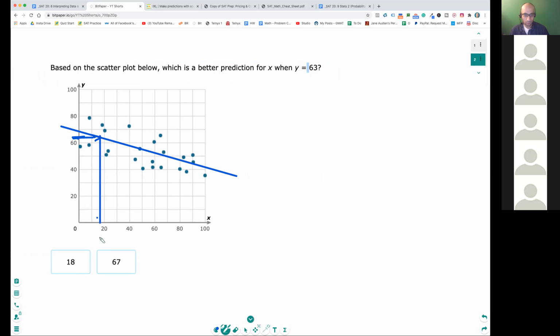So you see, this is the coordinate, which is roughly 18, right? So that's what you got to do. Don't go to 63 here, because remember, they're asking when y is 63, so it could be very confusing. This is y, right? When y is 63, x is how much?